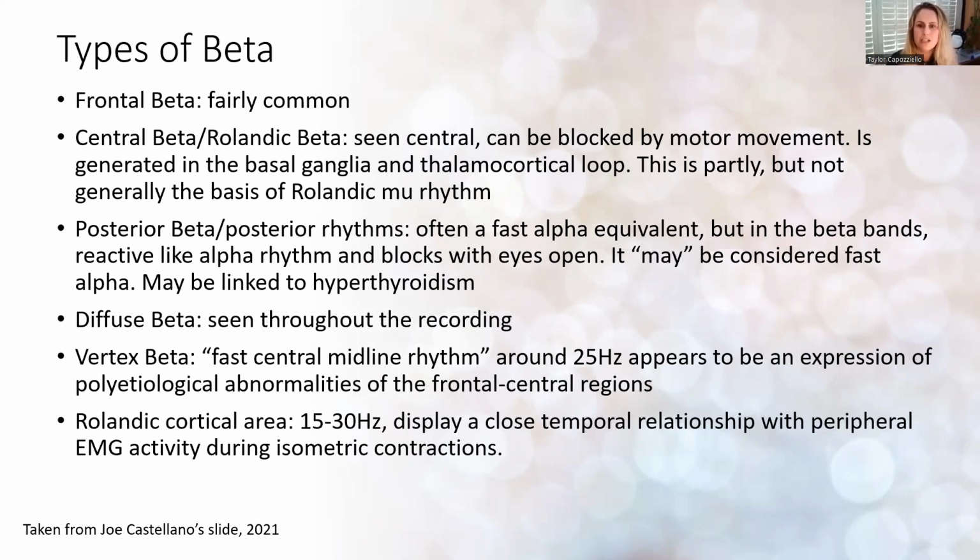close temporal relationship with peripheral EMG activity during isometric contractions. And this implies that this beta rhythmic activity is associated with rhythmic firing of the neurons of the motor cortex that generate the command to drive spinal motor neurons. On the other hand, there are other conditions where beta rhythms are not associated with a state of active neural firing. So when we see that EMG activity, there might also be some underlying truth to some of the beta.